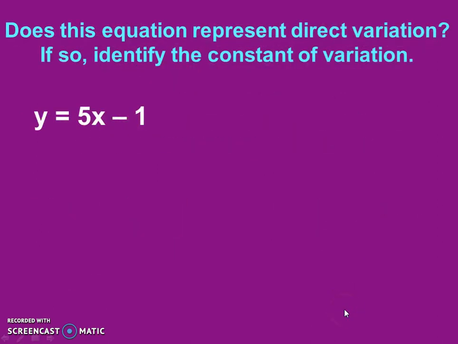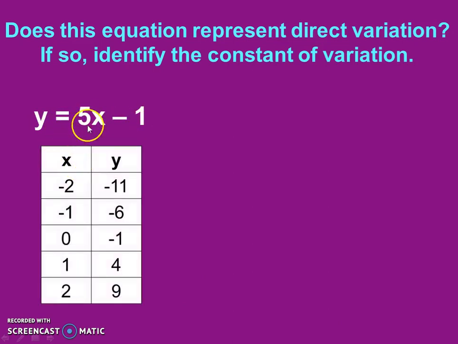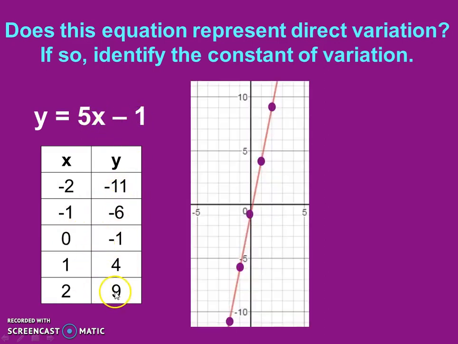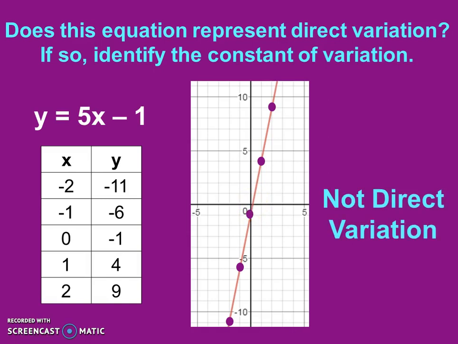Okay, another way you can tell whether an equation is modeling direct variation is you can make the graph of the line. We could make an input-output table where I can plug in different values of x. So for example, when x is -2, 5 times -2 is -10, minus 1 more is -11. When x is -1, 5 times -1 is -5, minus 1 more is -6, and so on. When I plot those points, notice it's a straight line. It comes real close to the origin, but it doesn't actually go through there. So this one is not direct variation.